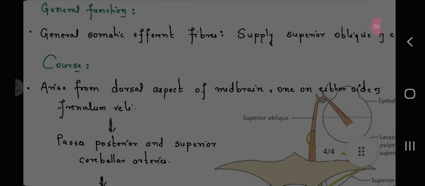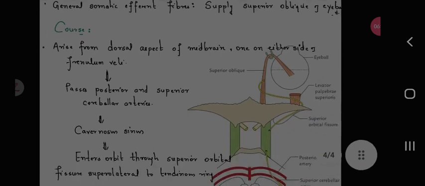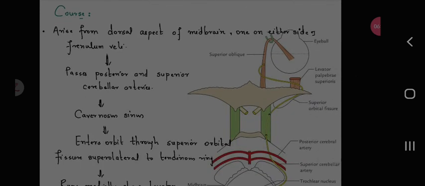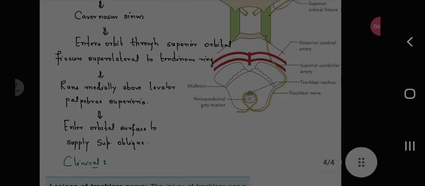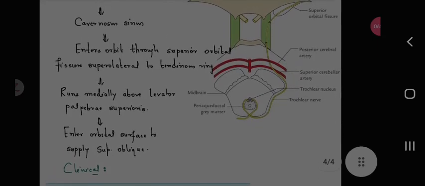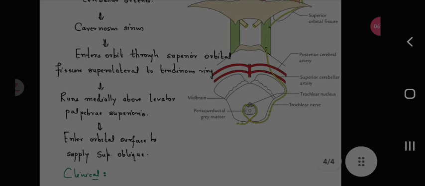General function: general somatic efferent 3, 4, 6, 12, supplying the superior oblique of the eyeball. Course: it arises from the dorsal aspect of the midbrain, one on either side of the frenulum veli, passes between the posterior cerebral and superior cerebellar arteries, through the cavernous sinus, enters the orbit through the superior orbital fissure superolateral to the tendinous ring, and runs medially above the levator palpebrae superioris to supply the superior oblique.